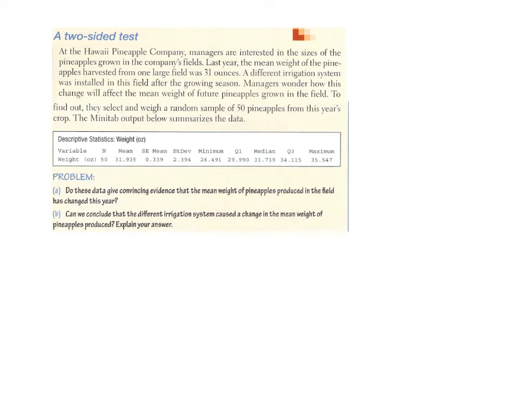So for step 3, I can go ahead and use the descriptive statistics that were given to us. From the Minitab output, I've got a mean of 31.935 ounces. There's my mean right there.